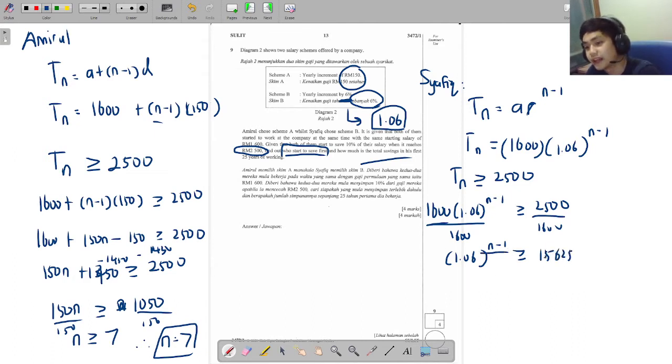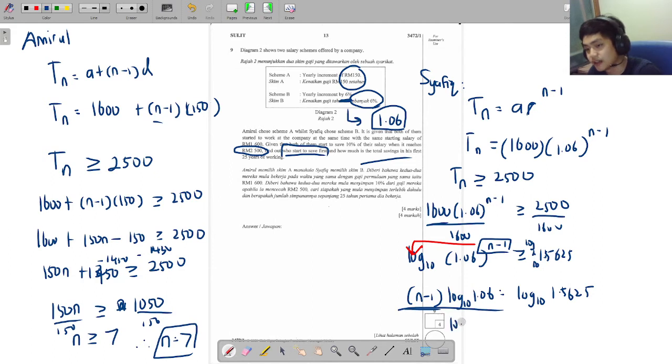So when there is an unknown in the power, we take log on both sides. So I'm just going to take log 10 on both sides. Why I take log 10 is because I can actually use the log rule to move the power to the front. So it'll be n minus 1 log 10 1.06 equals log 10 1.5625, and make n minus 1 the subject.